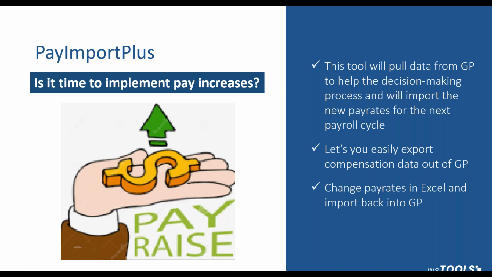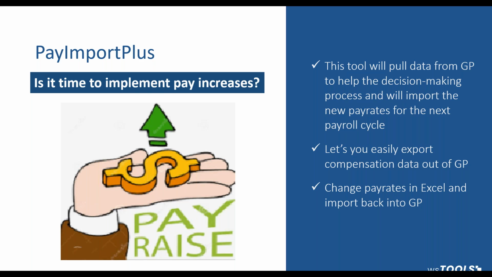Give out those spreadsheets, and then your department heads, whoever it is, fill in the new rates, or you can even have it calculated. If you're a company that does a 3% raise across the board, it'll calculate those 3%, and then you modify your exceptions. You can do all that in the spreadsheet, and then we import those spreadsheets back in.